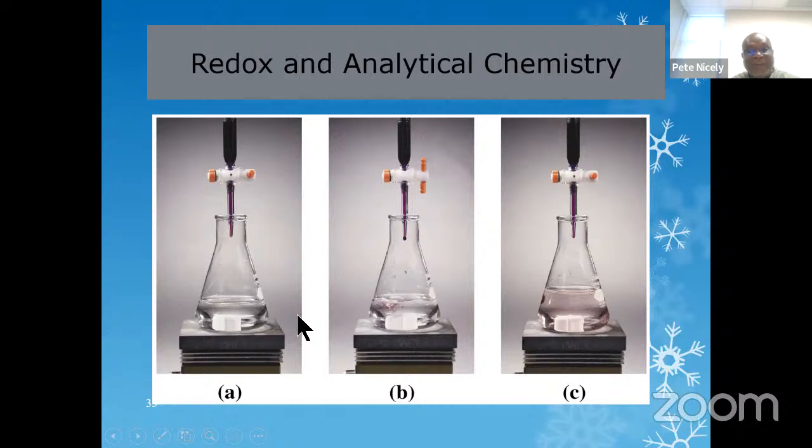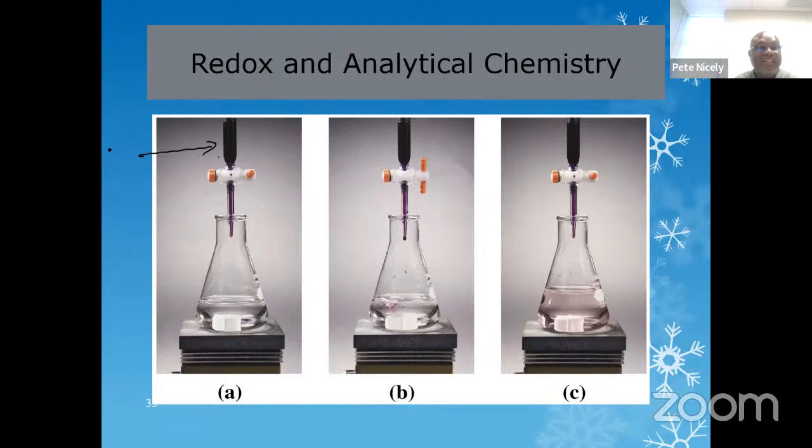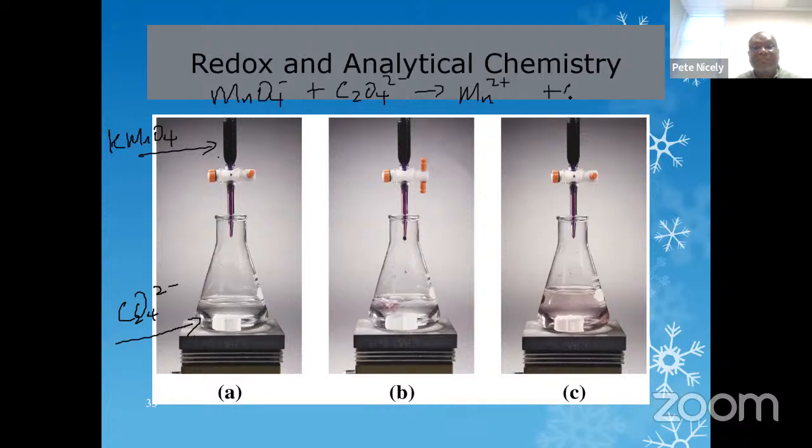And in this case, if I'm not mistaken, the substance that's being added from here is potassium permanganate, KMnO4. And inside here, if I'm not mistaken, this contains the oxalate ion. All right. So I don't know what the balanced equation is. You can probably work it out, but I can write down the unbalanced equation. It's MnO4 minus plus C2O4 2 minus to give Mn2 plus plus CO2. I will leave you to figure out what the balanced equation is.